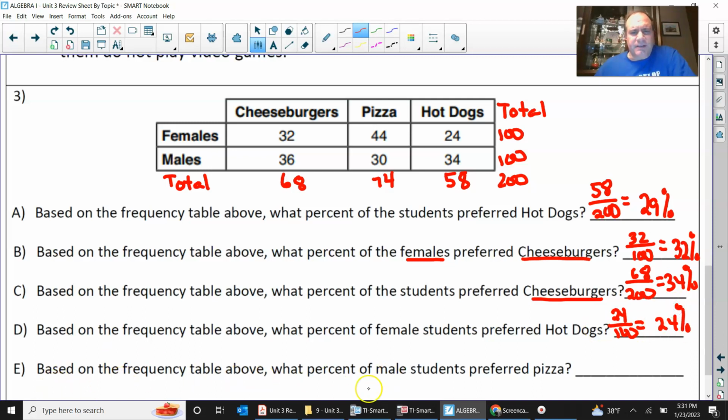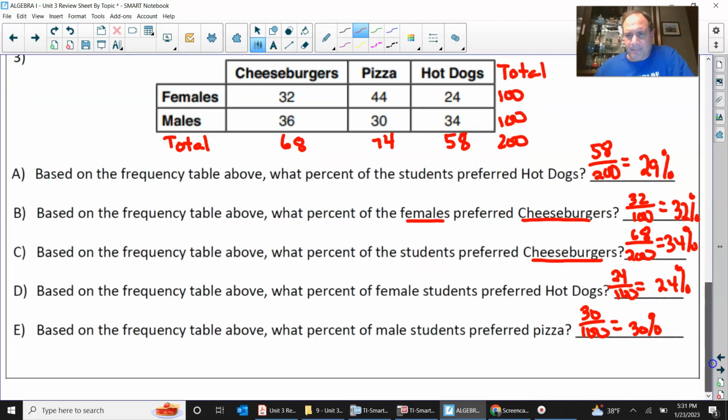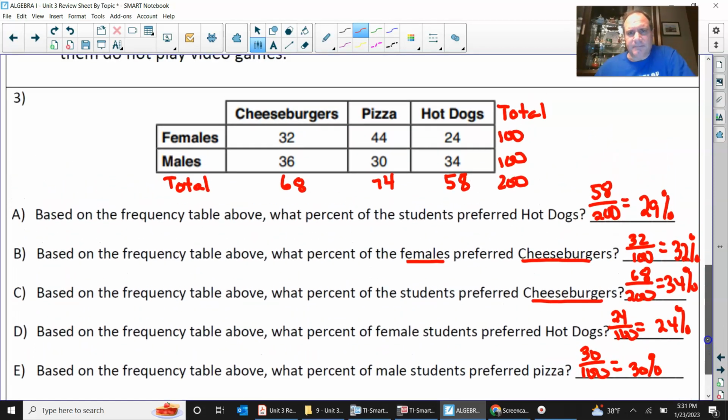And based on the frequency table, what percentage of male students preferred pizza? So we had 100 students, and 30 out of 100, that's 30%. And that is it.